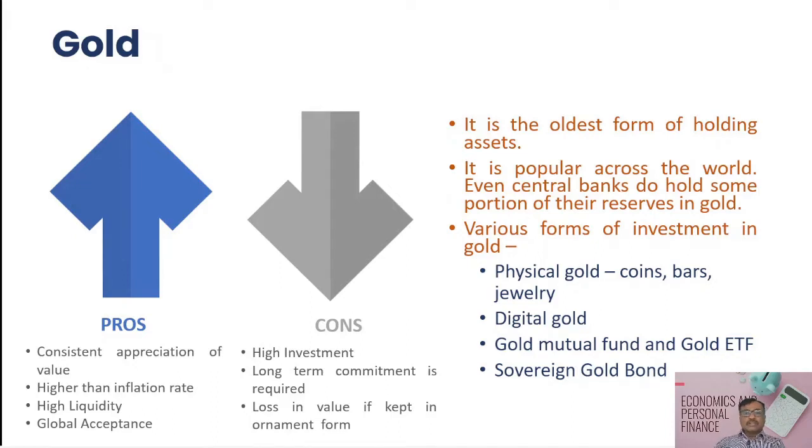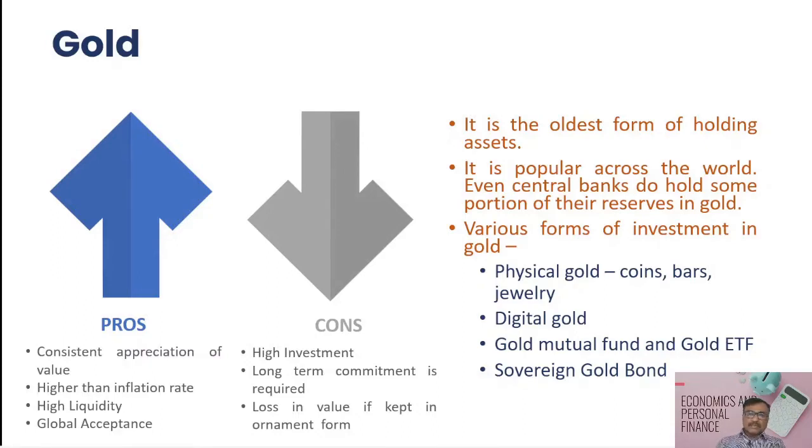Gold is one of the oldest and most cherished ways of holding assets. People all around the world love gold. Even in India, people love gold most. And even central banks keep some of their reserves in it to stay stable. So part of the assets of a central bank is in the form of gold because that is accepted all over the world and it has high liquidity. You can sell the gold and immediately raise funds.